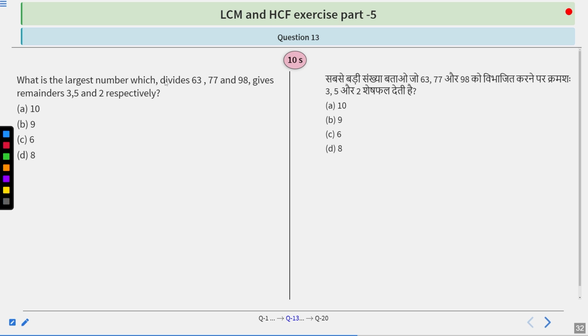What is the largest number which divides 63, 77, and 98 and gives remainders 3, 5, and 2 respectively? And options are 10, 9, 6, and 8. These are the options.